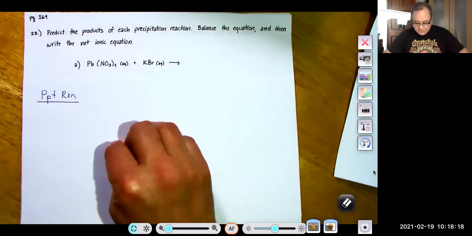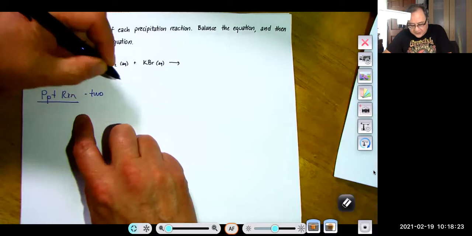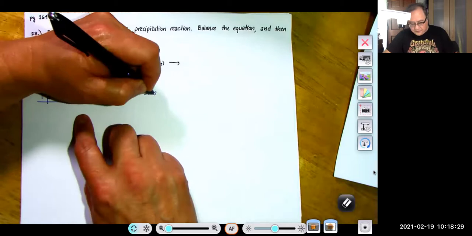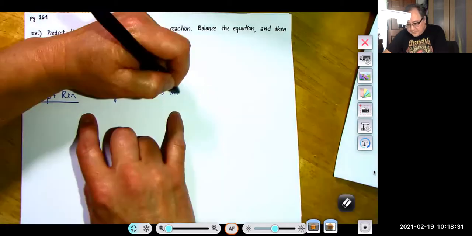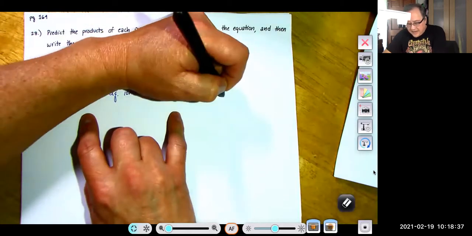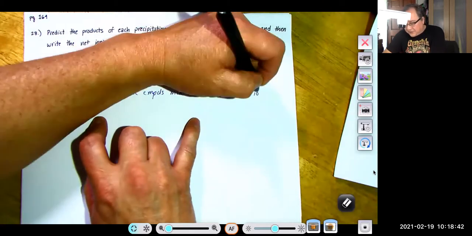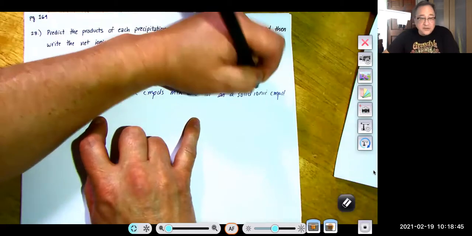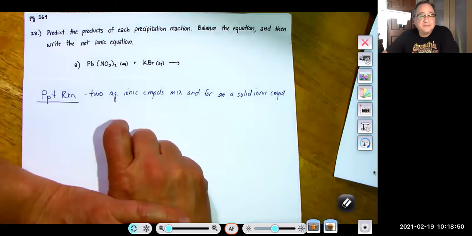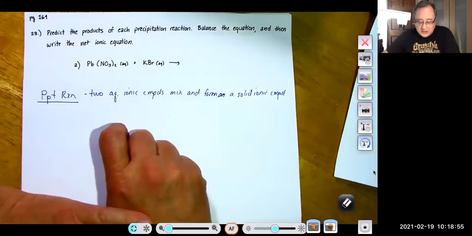Okay. So for precipitation reaction, we basically have 2 aqueous ionic compounds mix and form a solid ionic compound. That's basically what we're doing here. And you can see my abbreviation for compound and my abbreviation for aqueous. So that's an aqueous reaction.